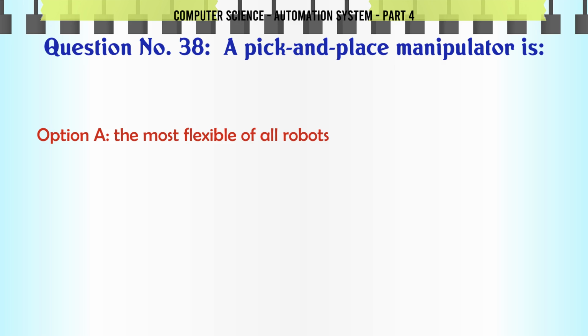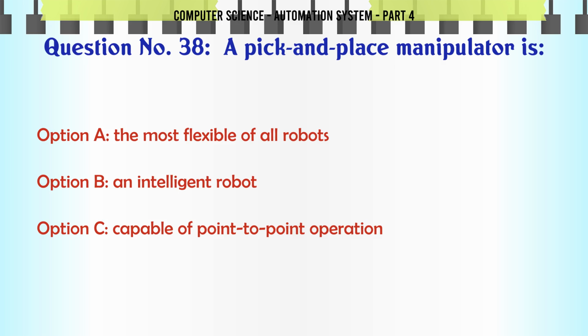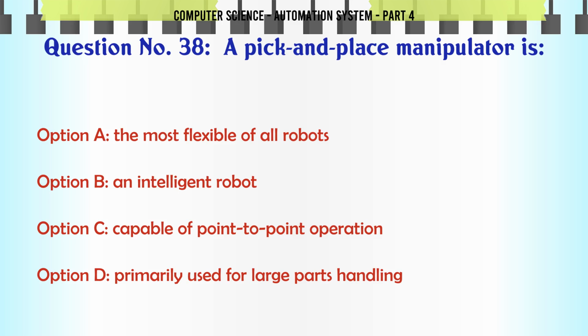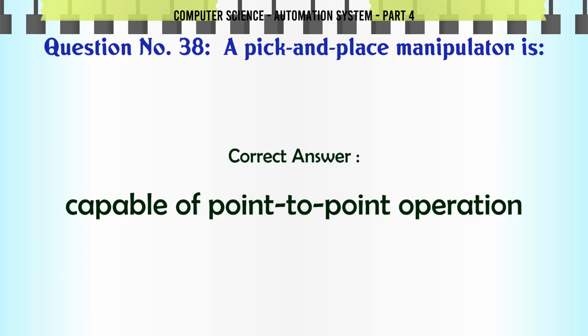A pick-and-place manipulator is A. the most flexible of all robots. B. An intelligent robot. C. Capable of point-to-point operation. D. Primarily used for large parts handling. The correct answer is capable of point-to-point operation.